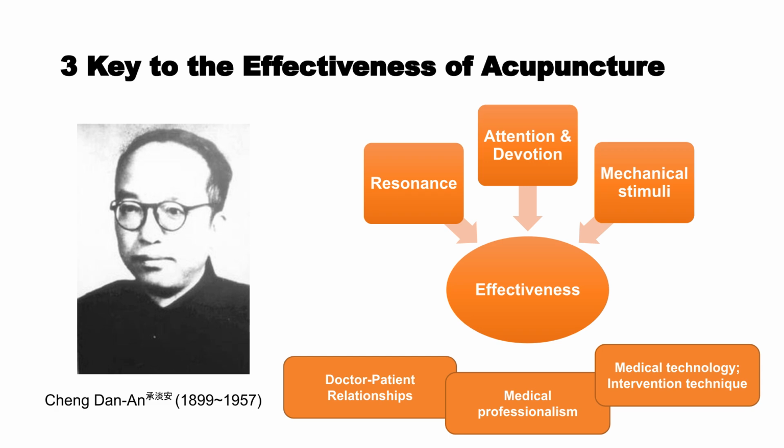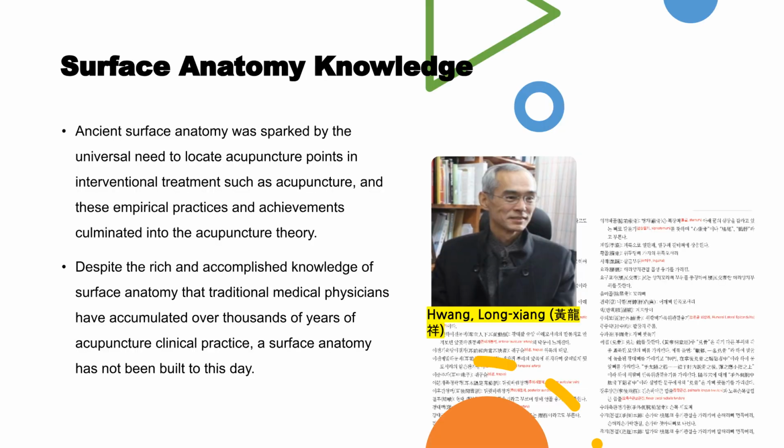His view moves us past the abstract idea that acupuncture follows meridian theory and focuses on the physical reality of stimulus and response. Similarly, in his book, Evidence-Based Surface Anatomy for Acupuncture, Professor Huanglong Sheng, a leading acupuncturist of the 21st century, points out a historical paradox. He explains that ancient surface anatomy originated from the fundamental need to locate points for interventional treatments like acupuncture, and these empirical achievements eventually led to our acupuncture theory.